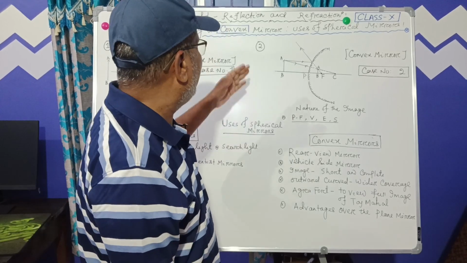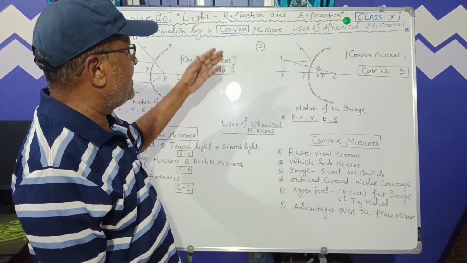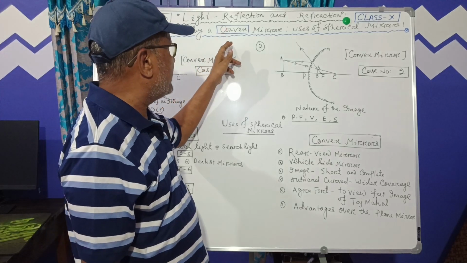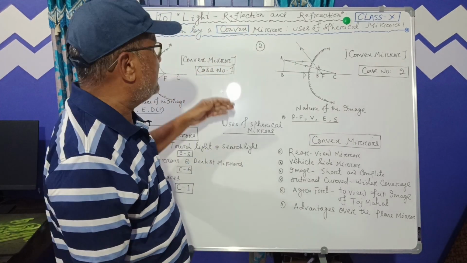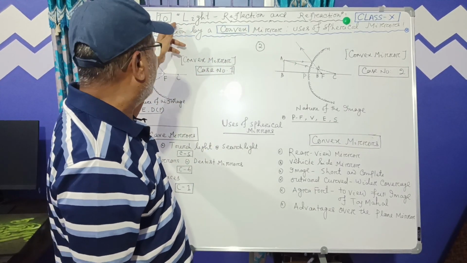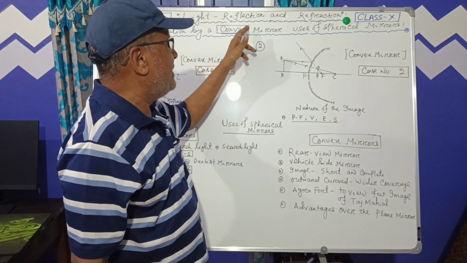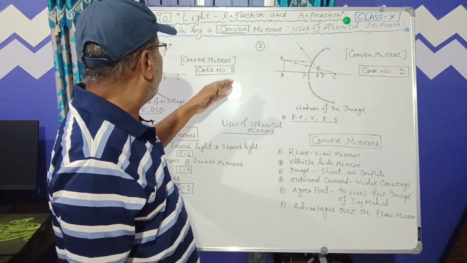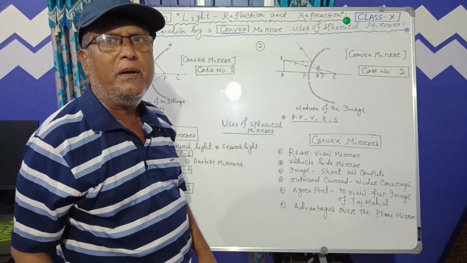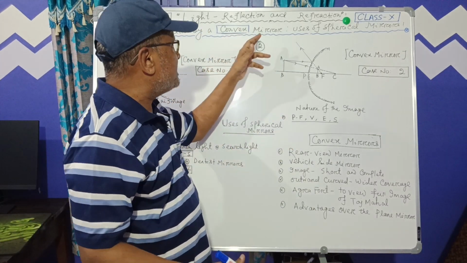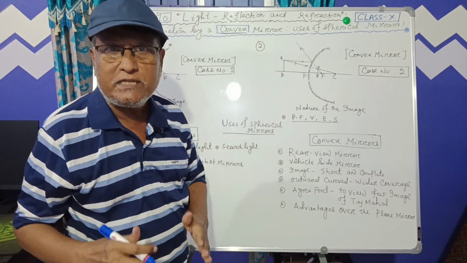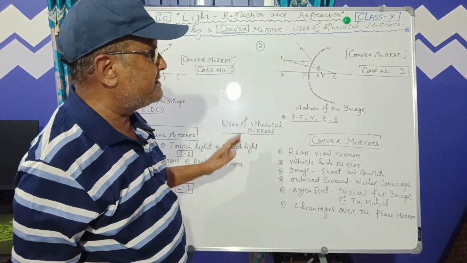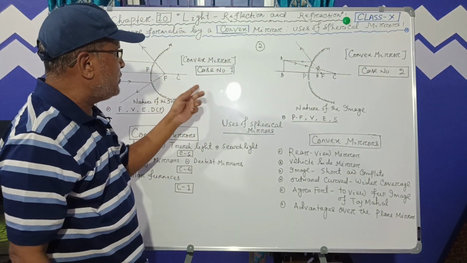Let's recap. In our last class, we discussed image formation by concave mirror. That is in your chapter 10, light, reflection and refraction. Today we have taken a topic, image formation by a convex mirror and uses of spherical mirrors. Okay, let's start. There are two cases.